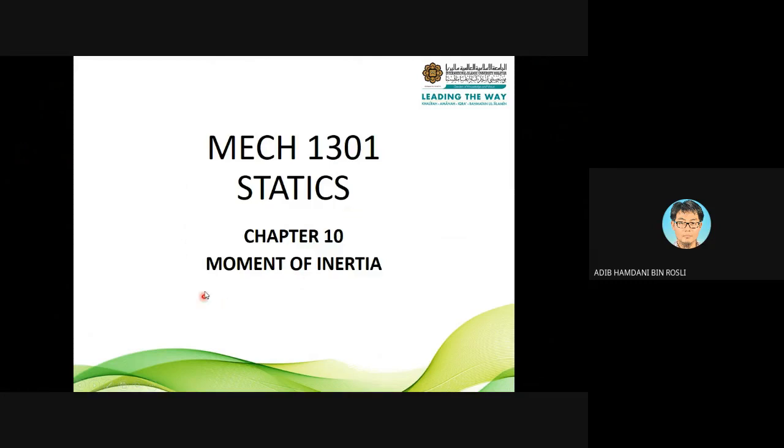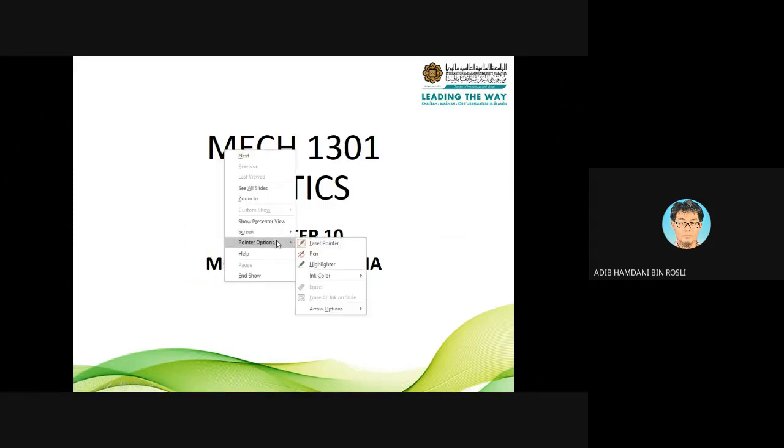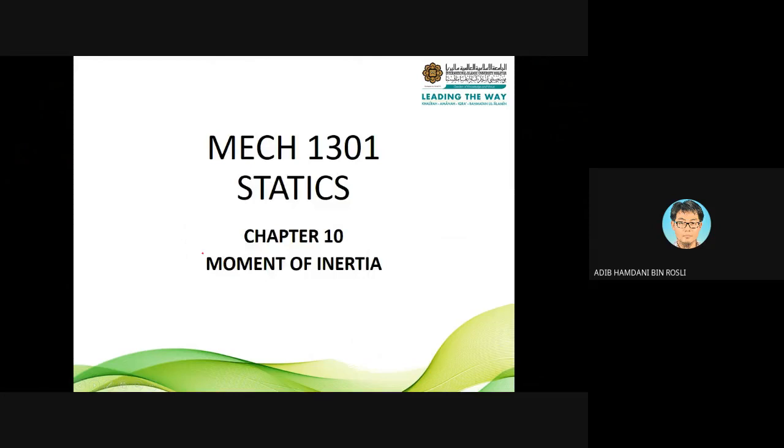If you realize the name itself, there are two keywords. One is moment, and another one is inertia. About moment, you have learned about moment in chapter 4, right? And this inertia you have learned in physics. I don't know when you first learned about inertia. So we'll discuss the concept of moment of inertia in a while.